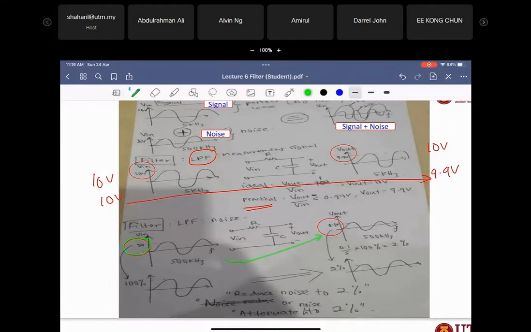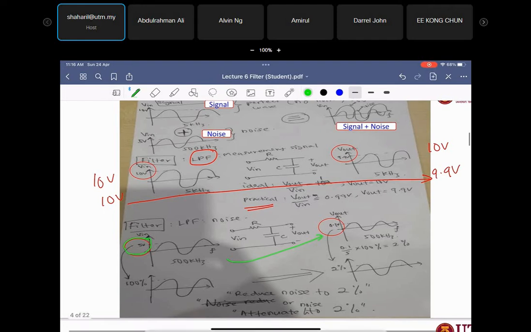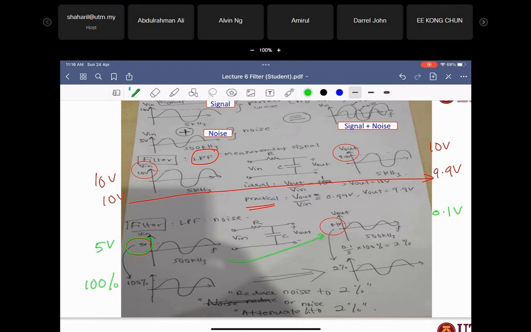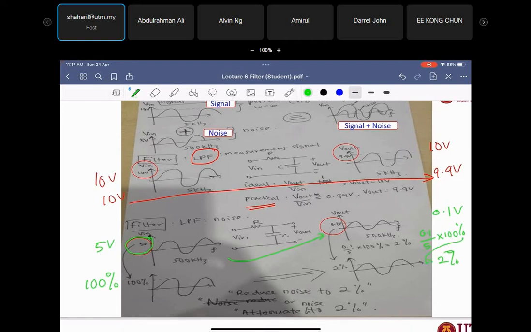Now, when you want to reduce the noise, of course, you want to reduce it, for example, from 5 volt to a very small value, to 0.1 volt. Or we can say the initial one is 100% and you want to reduce to 2%. How do I know 2%? My target value is 0.1 volt. I divide it by 5 volt and times 100%, and I get 2%. That means I want to reduce the noise to 2%. From 100%, you reduce to 2%, or in other words, attenuate the noise to 2%.